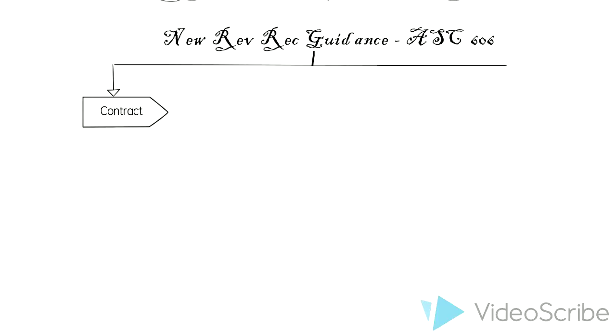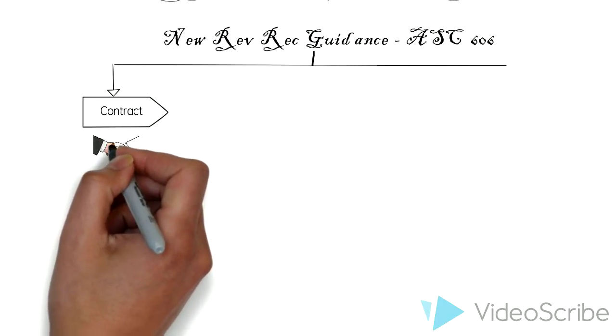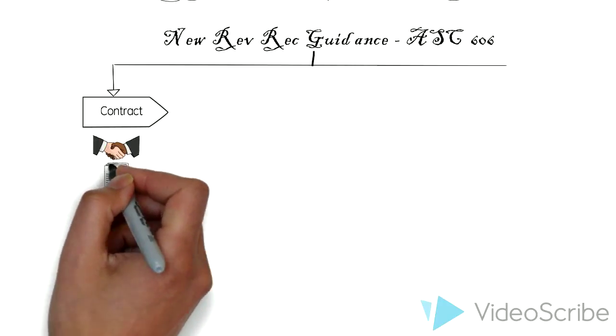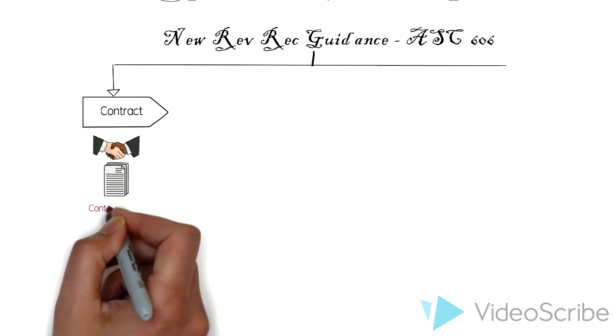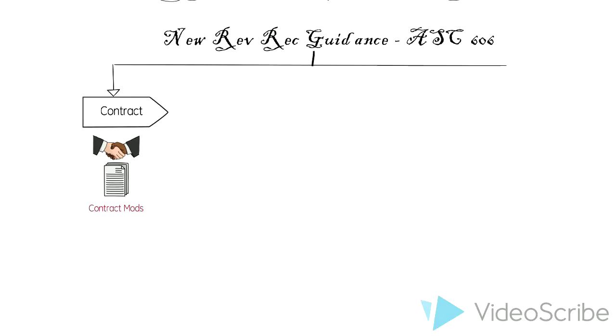This entails establishing whether there is a valid agreement between the two parties or not. The standard also changes the treatment of contract modifications. Some of the modifications may now be treated as a separate contract under the new standard.